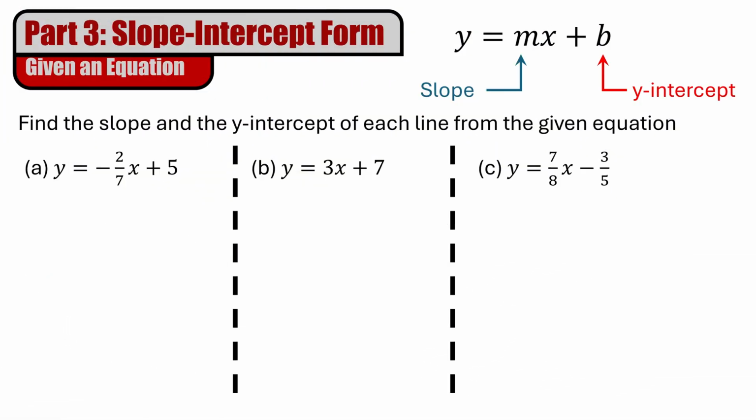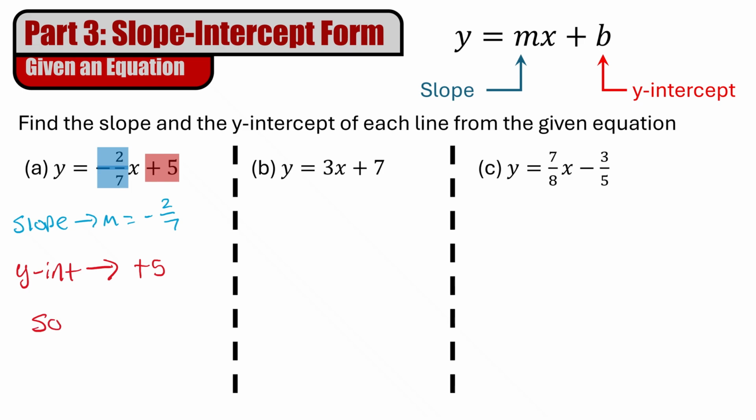Now let's practice finding the slope and the y-intercept when we're given an equation that's already in slope-intercept form. Remember, in the equation y = mx + b, the number in front of the x is the slope, and the number at the end is the y-intercept. In example A, the slope is the number multiplying x. Here, that number is -2/7, so our slope is m = -2/7. The y-intercept is the number added at the end, which is +5. That means the y-intercept is the point (0, 5).